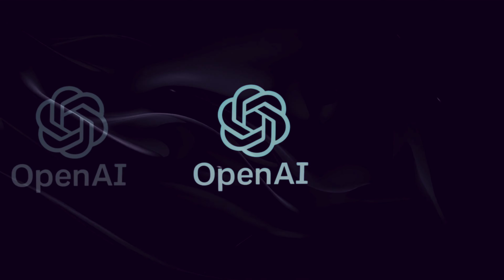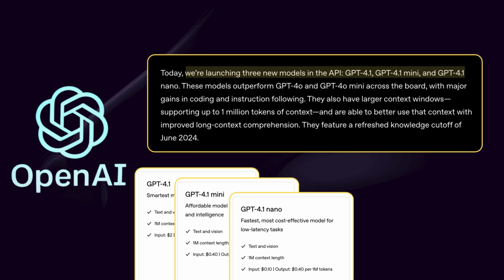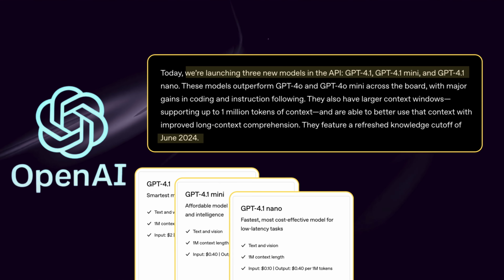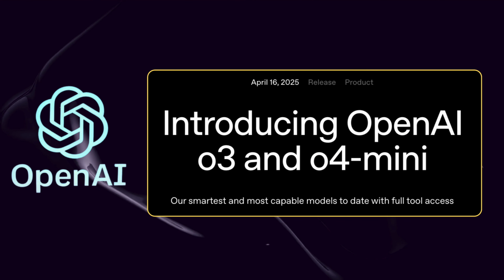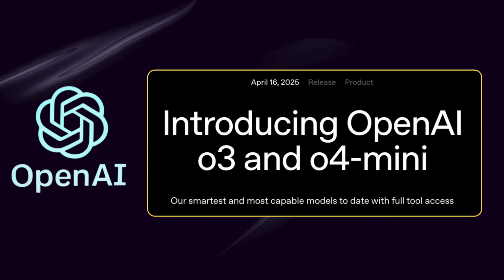OpenAI just dropped GPT-4.1, GPT-4.1 Mini, and GPT-4.1 Nano with a refreshed knowledge cutoff of June 2024. Besides, OpenAI made an amazing move and released O3 and O4 Mini the same week. Together we will compare all these models at once in this video.